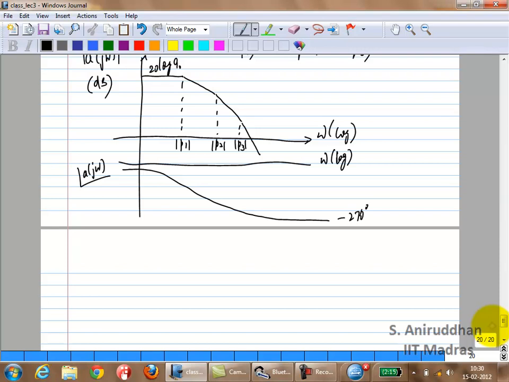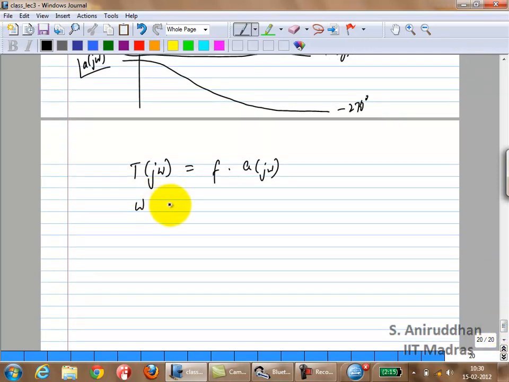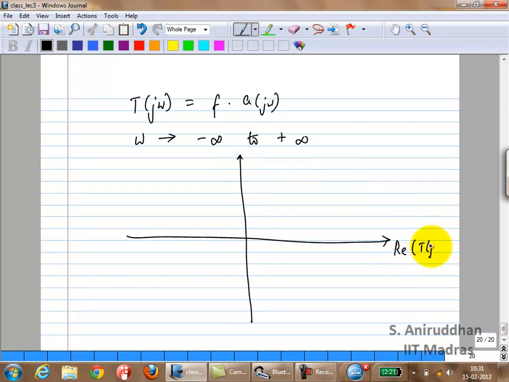Now if F is constant, then T of j omega is nothing but F times A of j omega. And now we can plot this on a polar plot. On the polar plot, you're going to let omega go from minus infinity to plus infinity. So in other words, the axes are real part of T and imaginary part of T, and the variable on the curve is omega. Okay, this is the imaginary part.